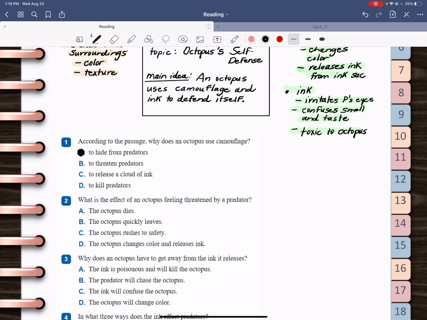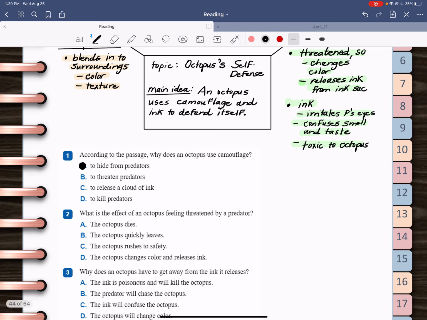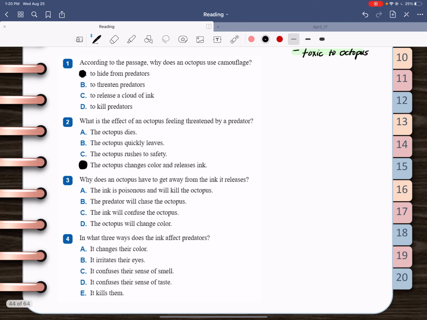What is the effect of an octopus feeling threatened by a predator? Okay, an octopus defends itself with ink when predators come. It actually camouflages, it changes colors, and it releases ink. So we want to include both of those. Why does an octopus have to get away from the ink it releases? The ink will kill the octopus.